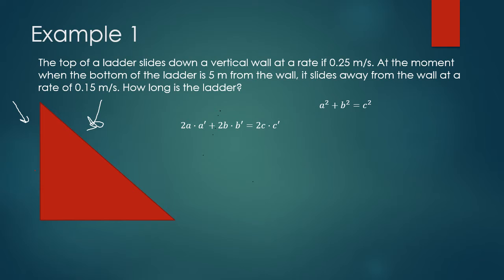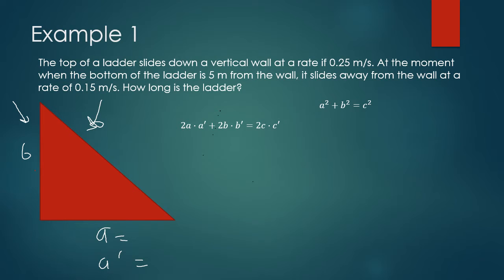And notice that you can divide everything by 2, and you're left with a times a prime plus b times b prime equals c times c prime. So all that's left to do now is to assign variables. So we'll call this a and we'll call this b. And if we get a and b, we can also get a prime and b prime. And it's pretty much plugging and chugging.